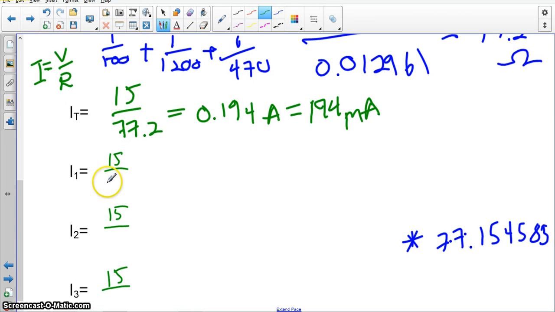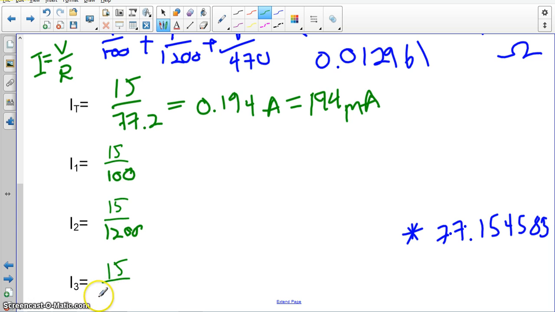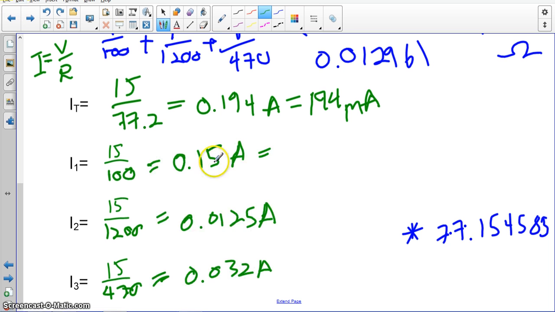So you have 15 over R1, 15 over R2, and 15 over R3. R2 is the smallest current because you're dividing by the biggest number, so mathematically it makes sense. Let me pause and go to the calculator and get the answers for you. That's what you get in amps, and then I wanted to do the conversion while you listened. You move over 3 spots, boom, boom, boom, and it gives you 150 milliamps.